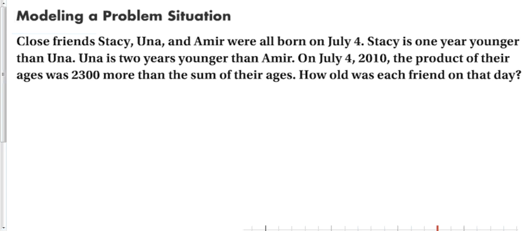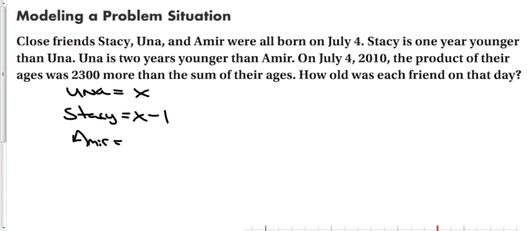Okay, so we need an x. Well, Una is the only one that's common to both of them. So let's say Una's age is x. Stacy is 1 year younger than her, so Stacy's age is x minus 1. And Una is 2 years younger than Amir. So Amir is x plus 2.